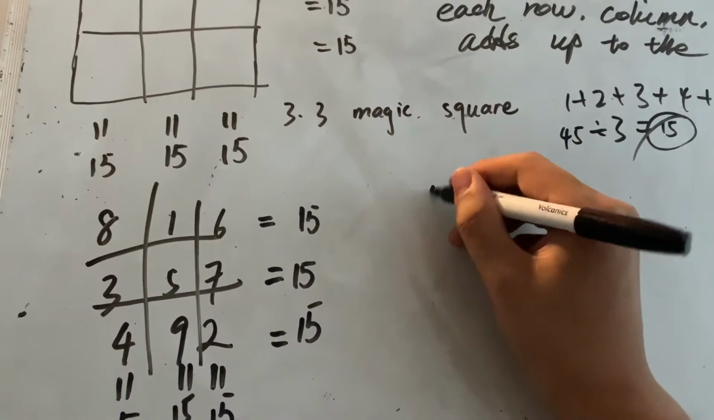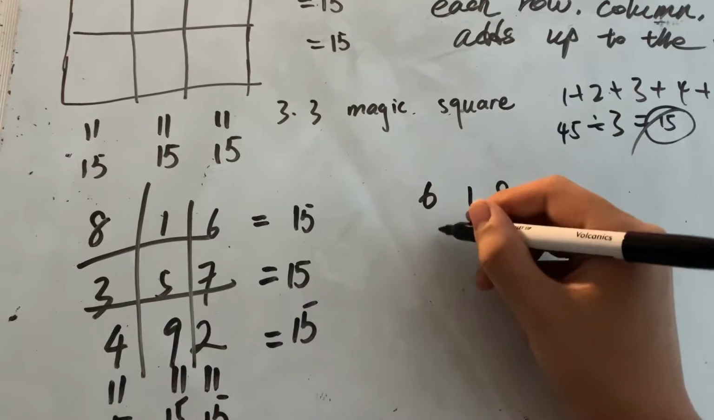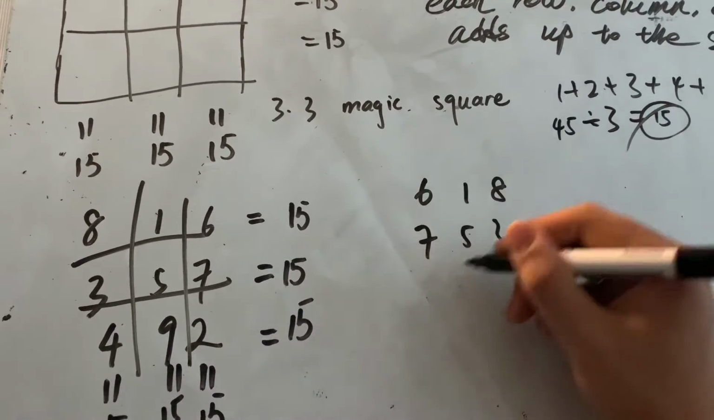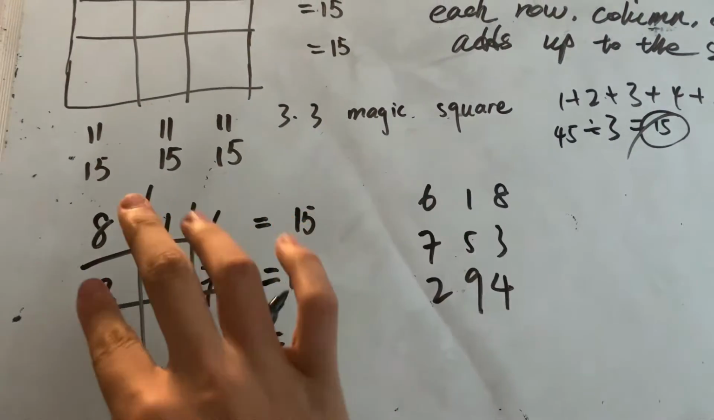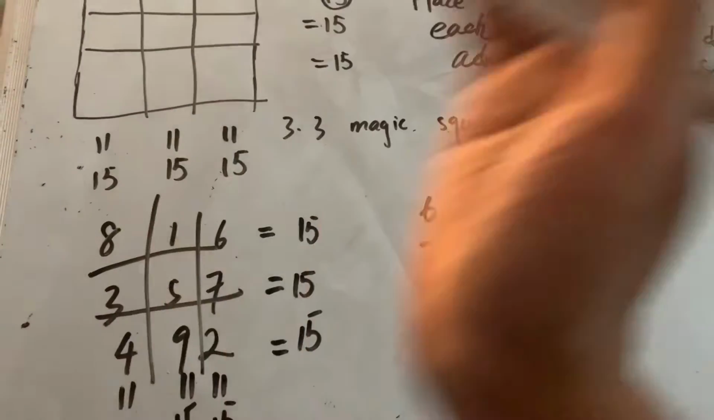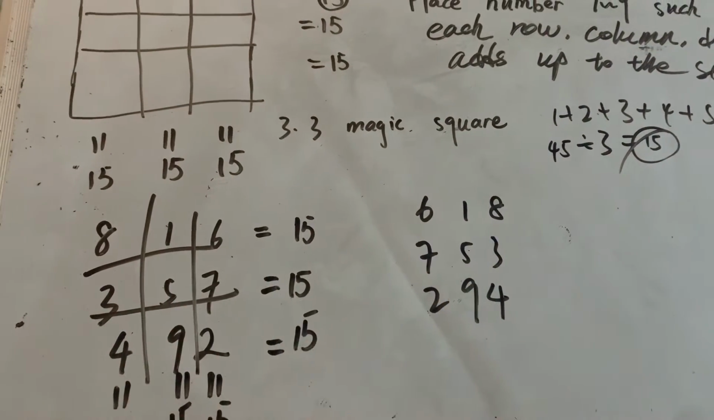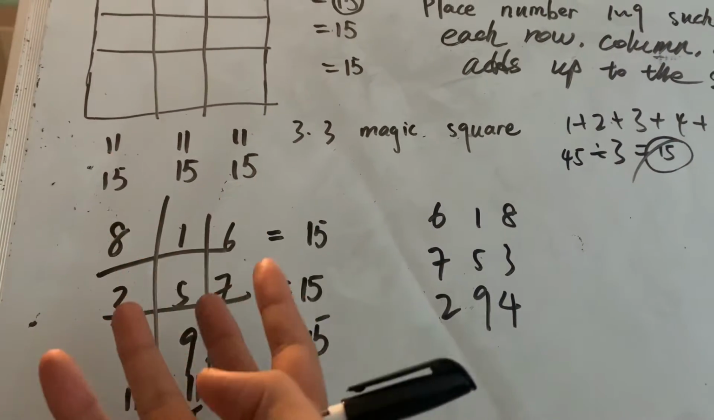The another one is 6, 1, 8, 7, 5, 3, 2, 9, 4. As you can see, this one is just simply a reverse rotation of the first one. This switches with this.